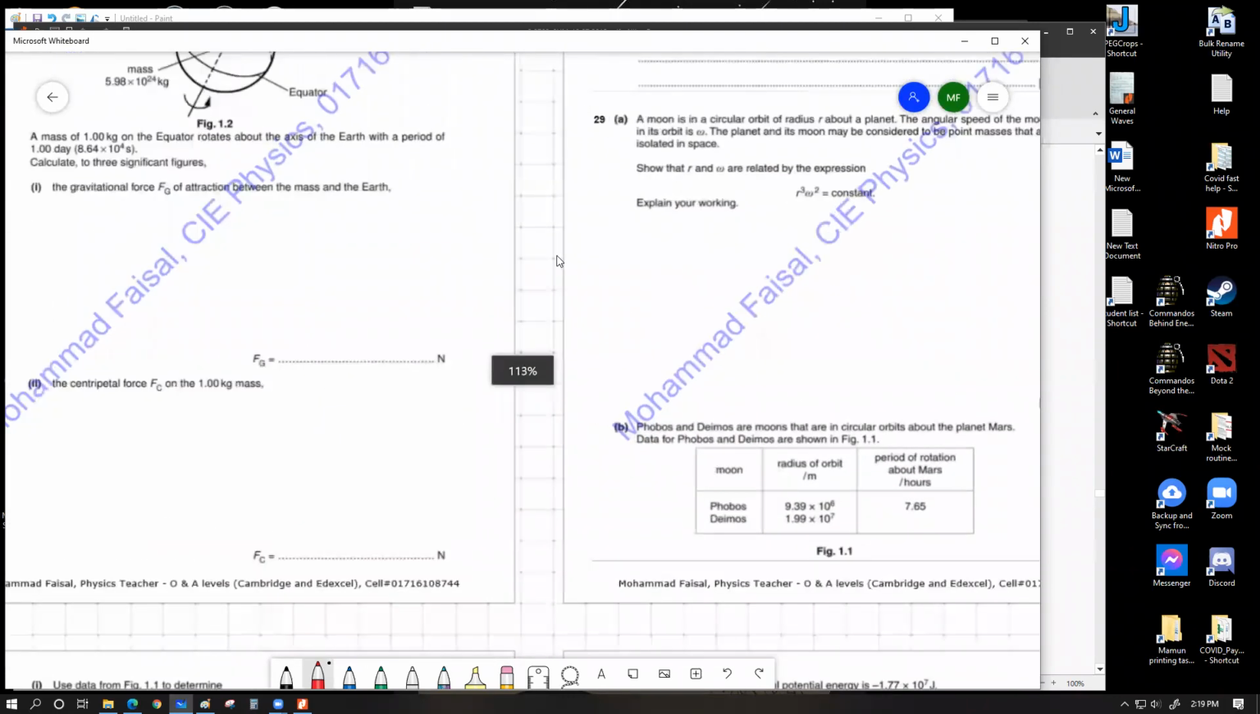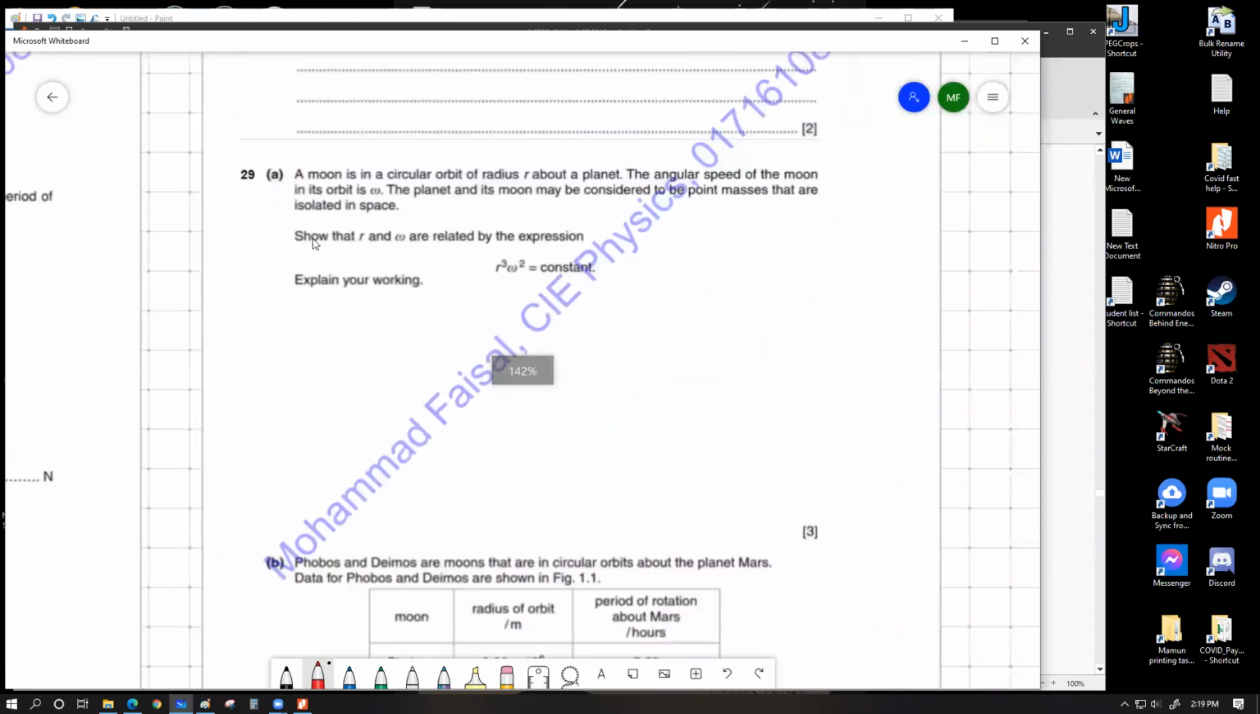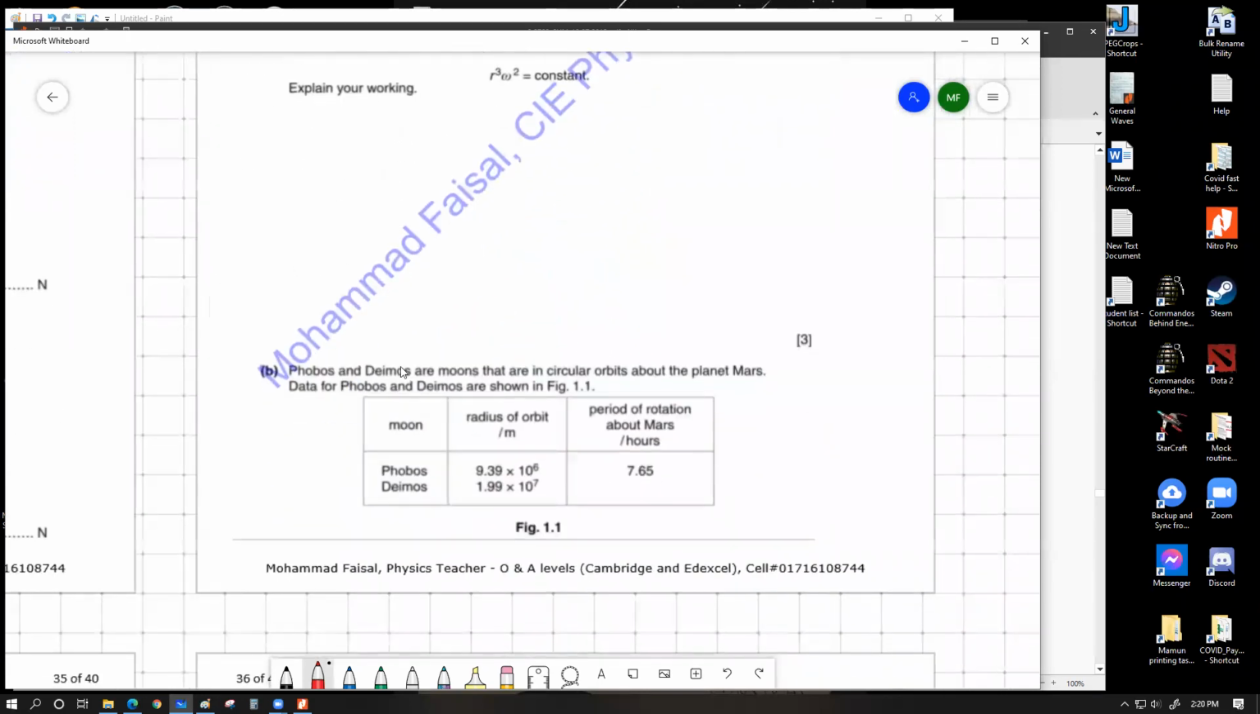Question 29 is about two natural satellites. A moon is in a circular orbit of radius r about a planet. The angular speed of the moon in its orbit is omega. The planet and its moon may be considered to be point masses that are isolated in space. Show that r and omega are related by the expression r cubed omega squared is a constant. Explain your working. So you just go ahead and do that. You know how to do that.